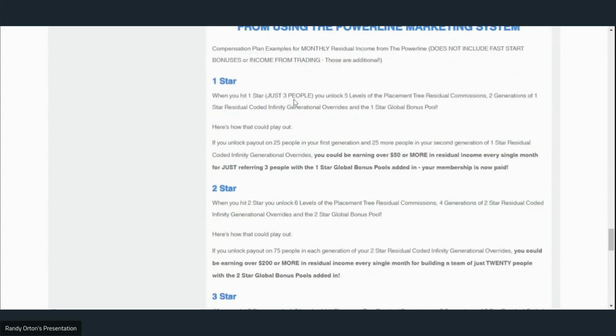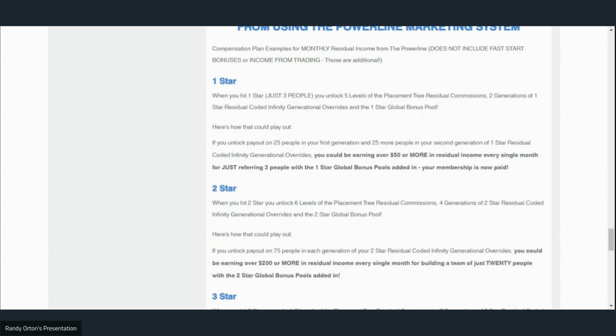Or just sign people up. So when you hit 1 star, just 3 people, you unlock 5 levels of the placement tree residual commissions, 2 generations of 1-star residual coded and fading generational overrides, and a 1-star global bonus pool. And that's how this could play out.